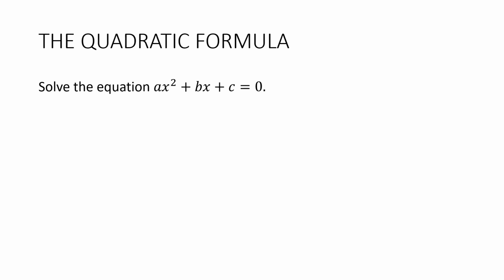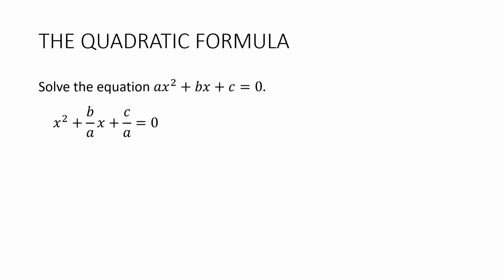All right, let's do the quadratic formula. Now, I'm going to show you the proof of it. If this is too much, skip ahead. If we want to solve this equation ax squared plus bx plus c equals 0 by completing the square, we can't have any leading coefficient. So we need to divide everything by a.